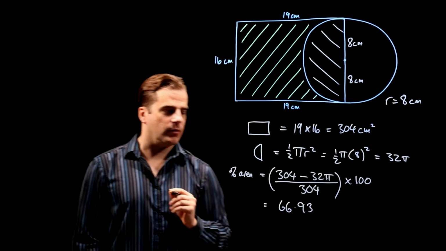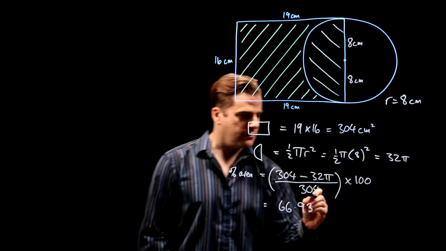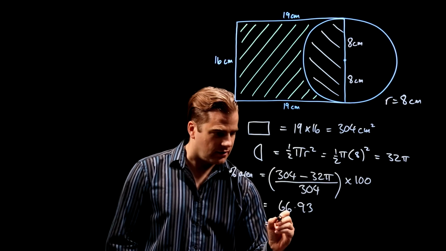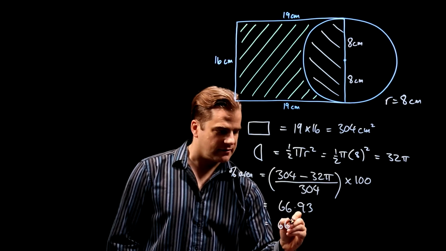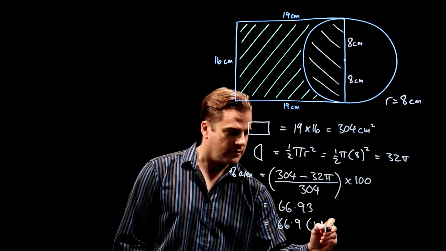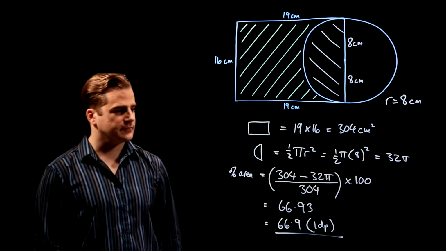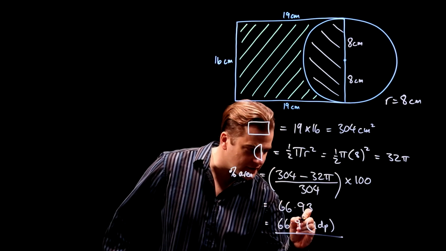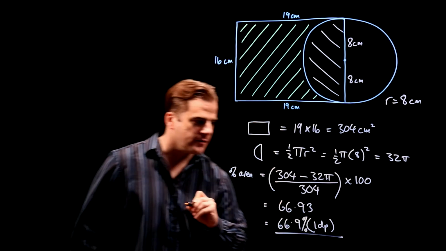66.93, and they want it to one decimal place. Well, to one decimal place, 3 leaves the 9 alone, that's 66.9 to 1 dp. Almost forgot, 66.9%.